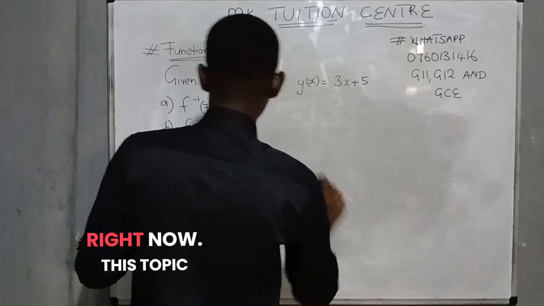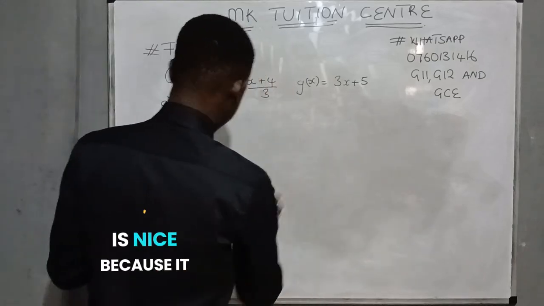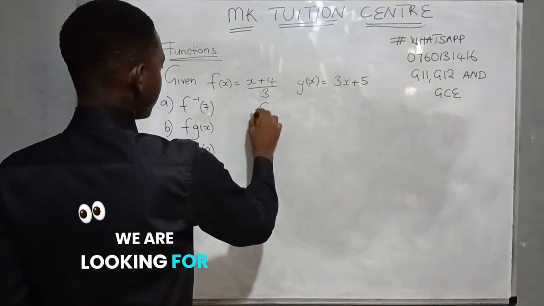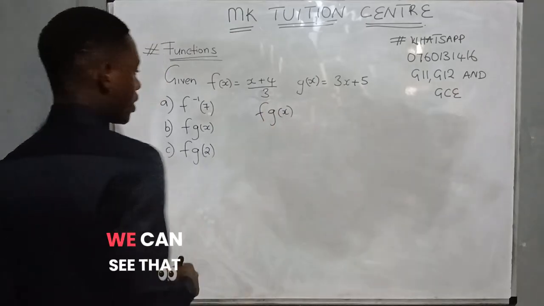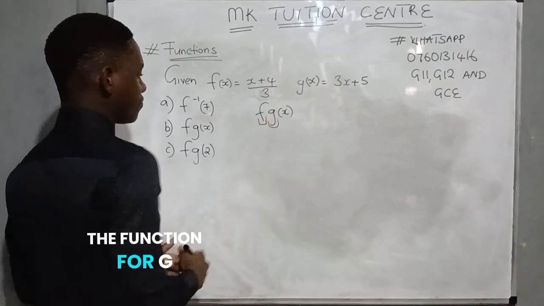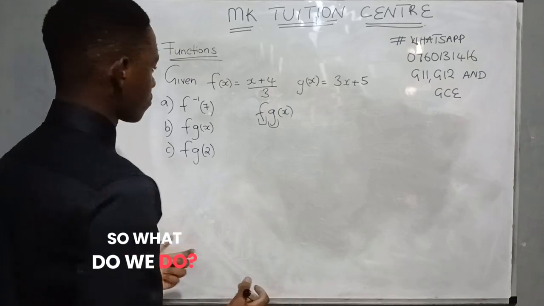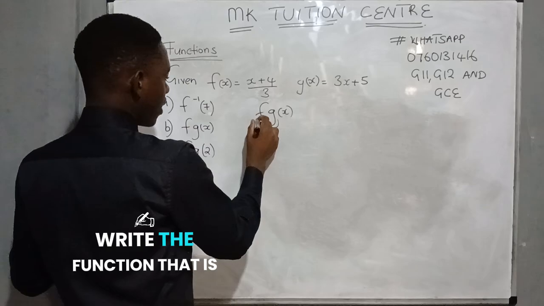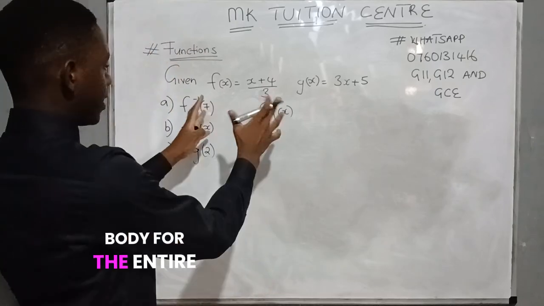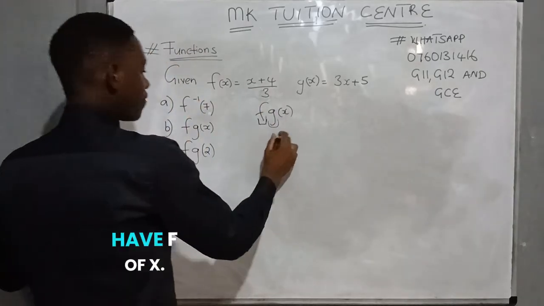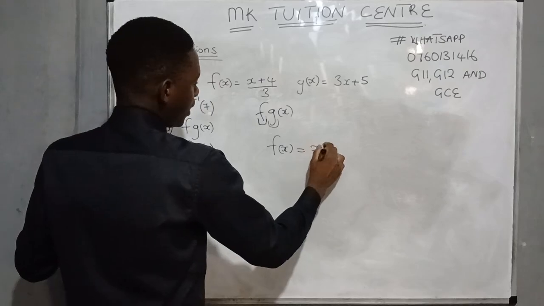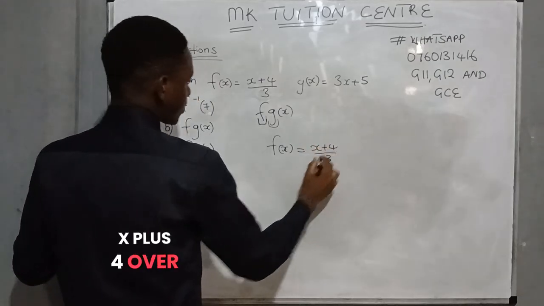Alright. Now this topic is nice because it is straightforward. We're looking for fg of x. We can see that we have two functions. We have f and the function for g as well. So what do we do? We are going to write the function that is in front. So this one will act as the mother body for the entire composite function. So we're going to have f of x first. You write it down, (x plus 4) over 3.